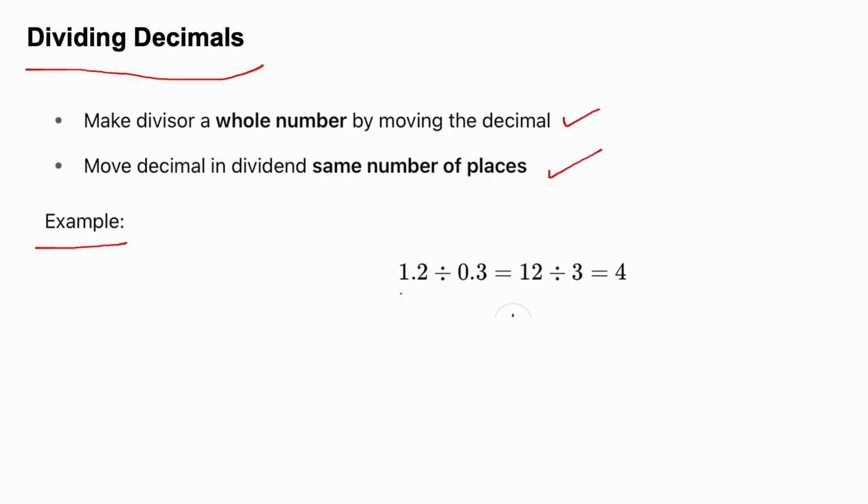Here 1.2 is the dividend, that is the number being divided, and 0.3 is the divisor, the number you are dividing by. So what you should do is move the decimal one place to the right in both numbers. So 1.2 should be written as 12 and 0.3 should be written as 3. This gives you 12 by 3 and your answer is 4.